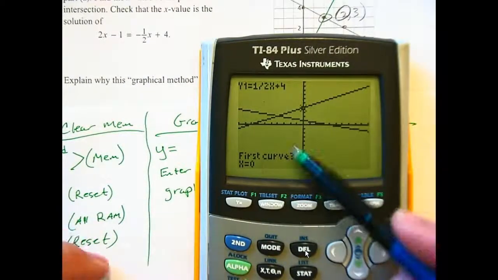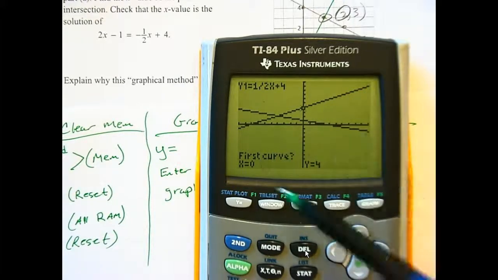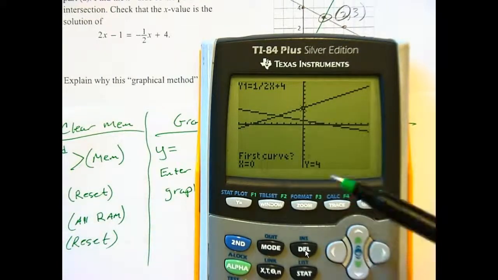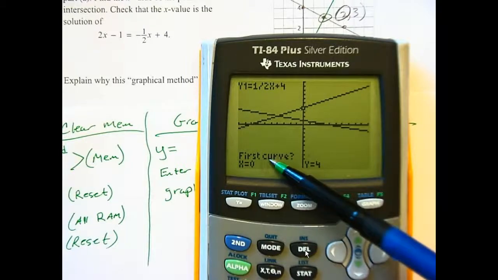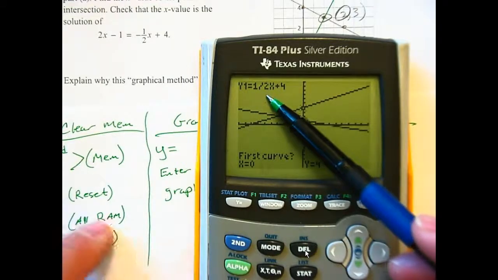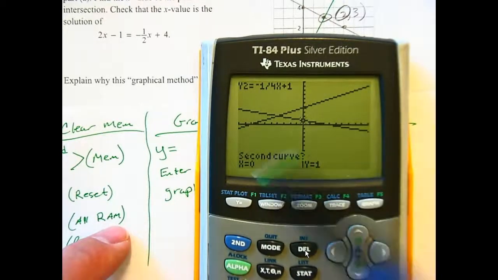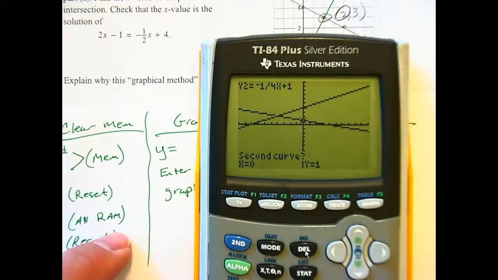It says first curve. Well, I know these are straight lines, but usually in algebra, most of your graphs are going to be curved. Okay, first curve, as long as you have only two equations in there, you just hit enter. It's saying, do you want the first curve to be this one, the 1/2 x plus 4, and you hit enter, and that means yes. Second curve, do you want it to be the negative 1/4 x plus 1? Yep, we do. We hit enter.